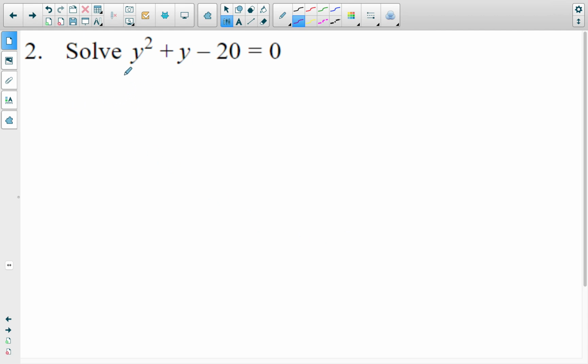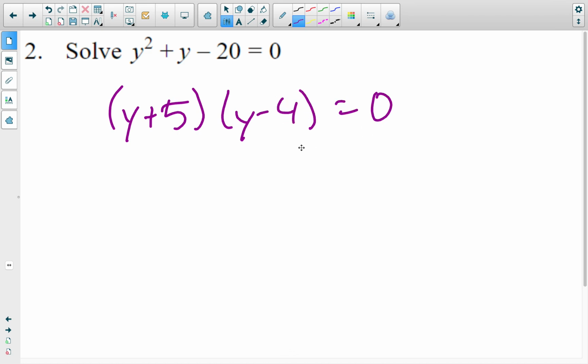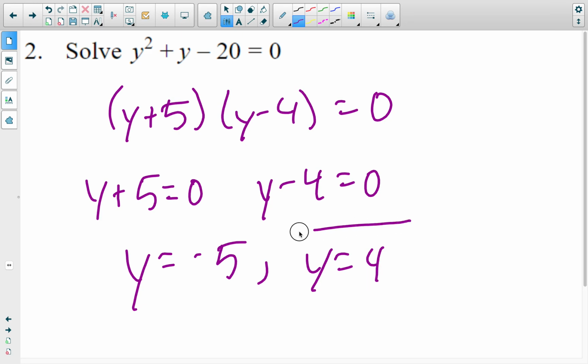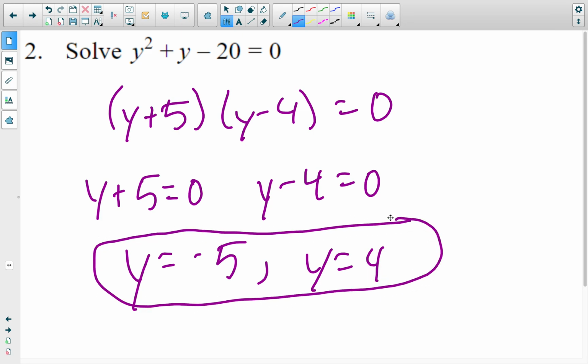All right, so here we have to factor first. So take a look at this, see if you can factor it on your own. Hopefully you ended up with y plus 5 times y minus 4 equals 0. If you're struggling with factoring, you just got to keep practicing until you got it. Okay. And then set each factor equal to 0. Y plus 5 equals 0. Y minus 4 equals 0, meaning that y equals -5. Y equals 4. Those are our solutions.